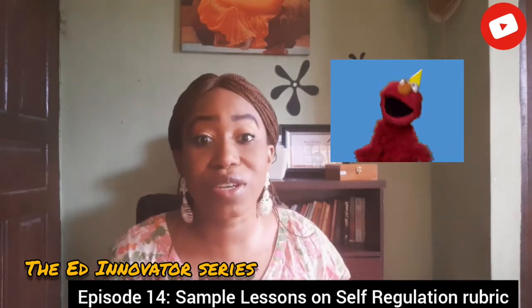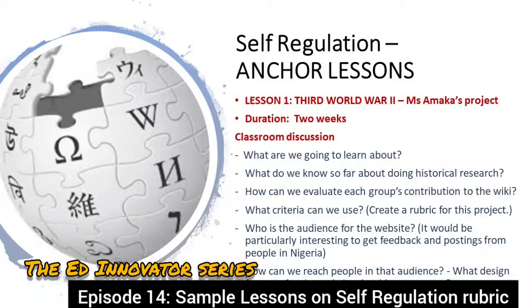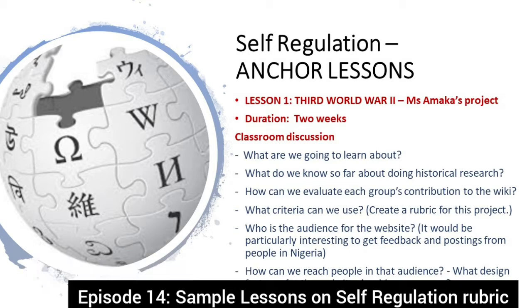In the classroom discussions, Ms. Amaka asked the following questions. What are we going to learn about? What do we know so far about doing historical research? How can we evaluate each group's contribution to the wiki? What criteria can we use? And of course, they would then be able to create a rubric for this activity. Then, who is the audience for the website? It will be particularly interesting to get feedback and postings from people in Nigeria. Also, how can we reach people in this audience? And what design features for the website should we agree on?